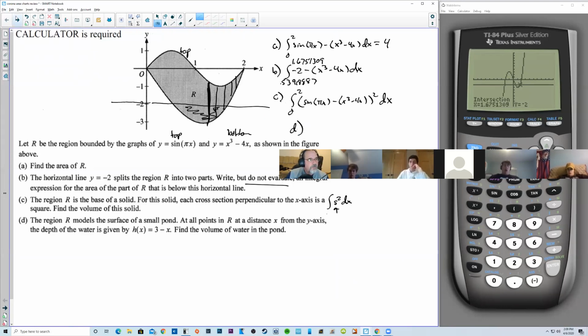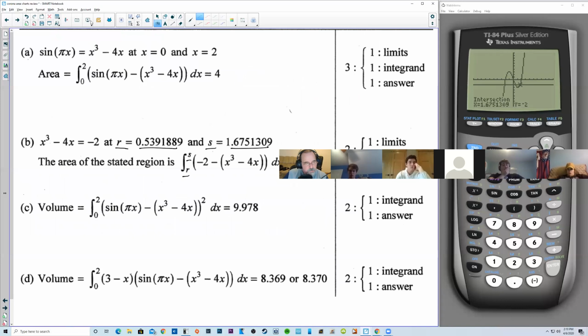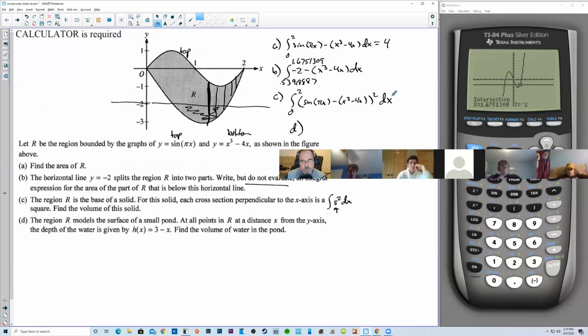And I think you're supposed to find the volume. Let's kind of skip that part. It's 9.978. So then you just use your calculator, type it in as you see it, and get the answer.